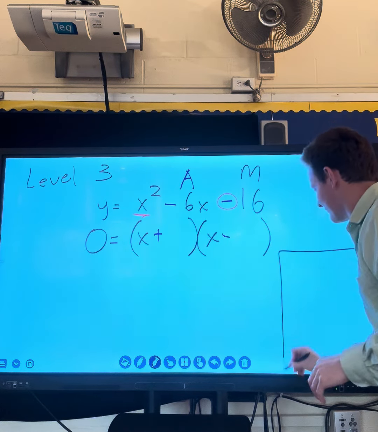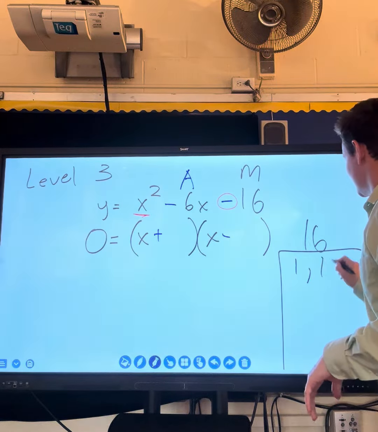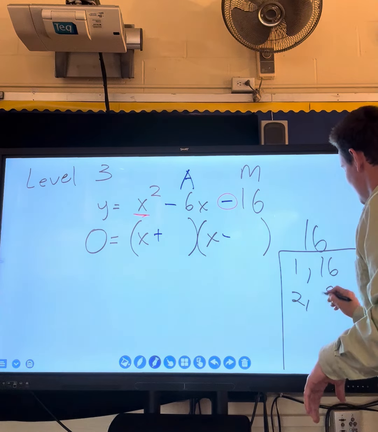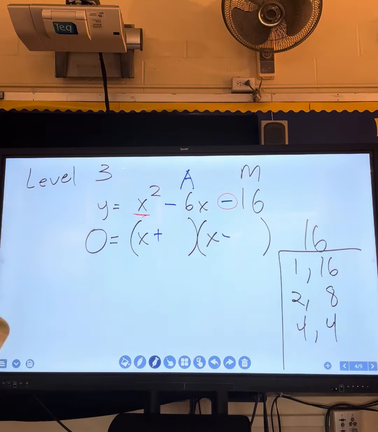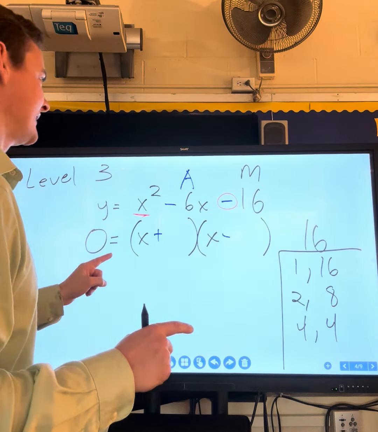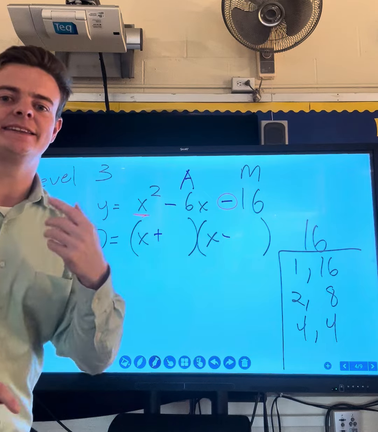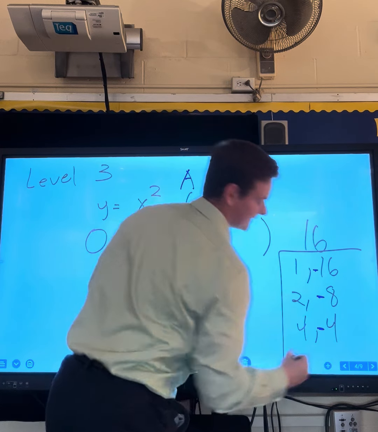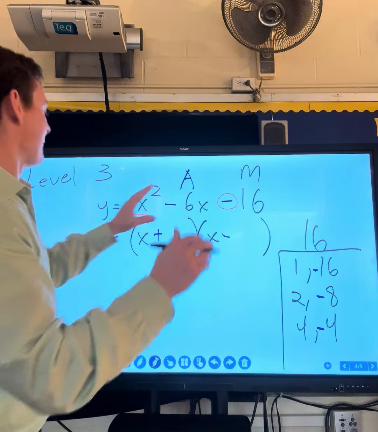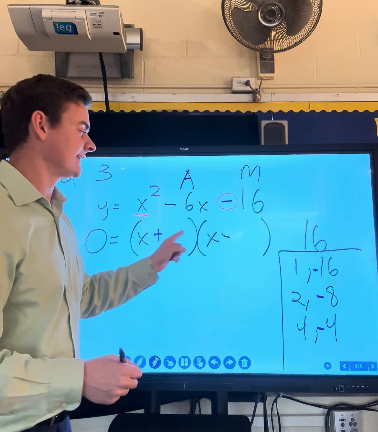Now, I put the factors of 16. What are the factors of 16? 1, 16, 2, 8, 4, 4. Which combination of that, when I make one of them positive and one of them negative, will give me a negative 6? Well, I know my answer is going to stay negative, which means the bigger number is going to be negative. Because when you're adding, you keep the sign of the bigger number. The bigger number must be negative here.